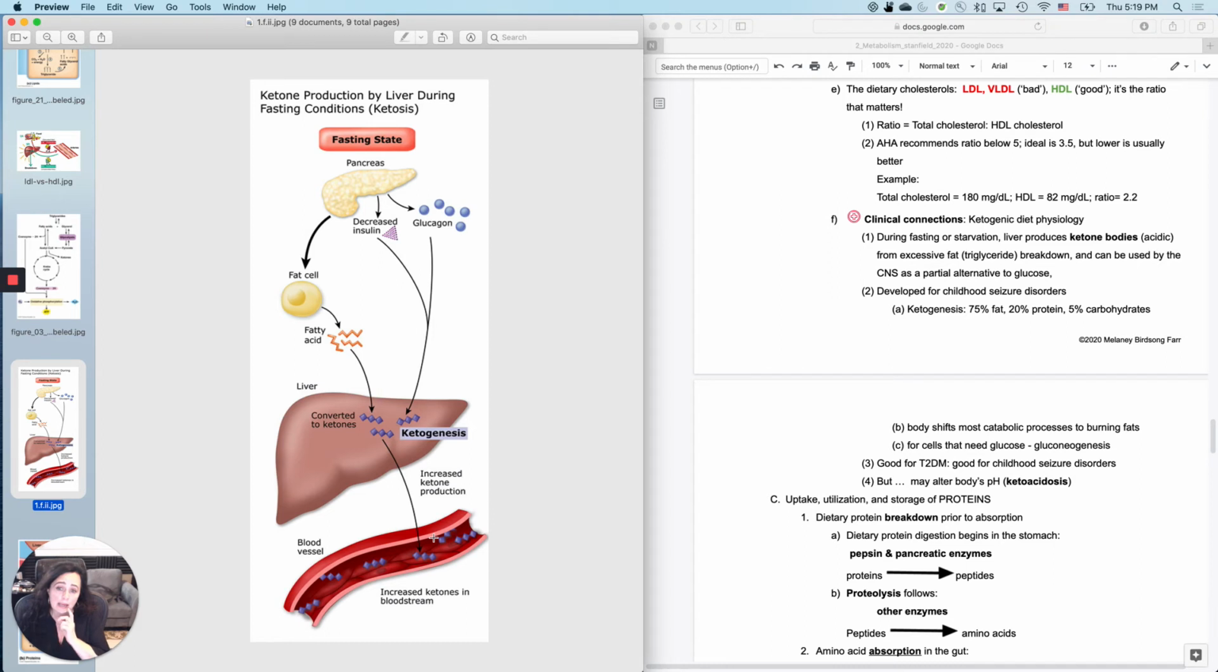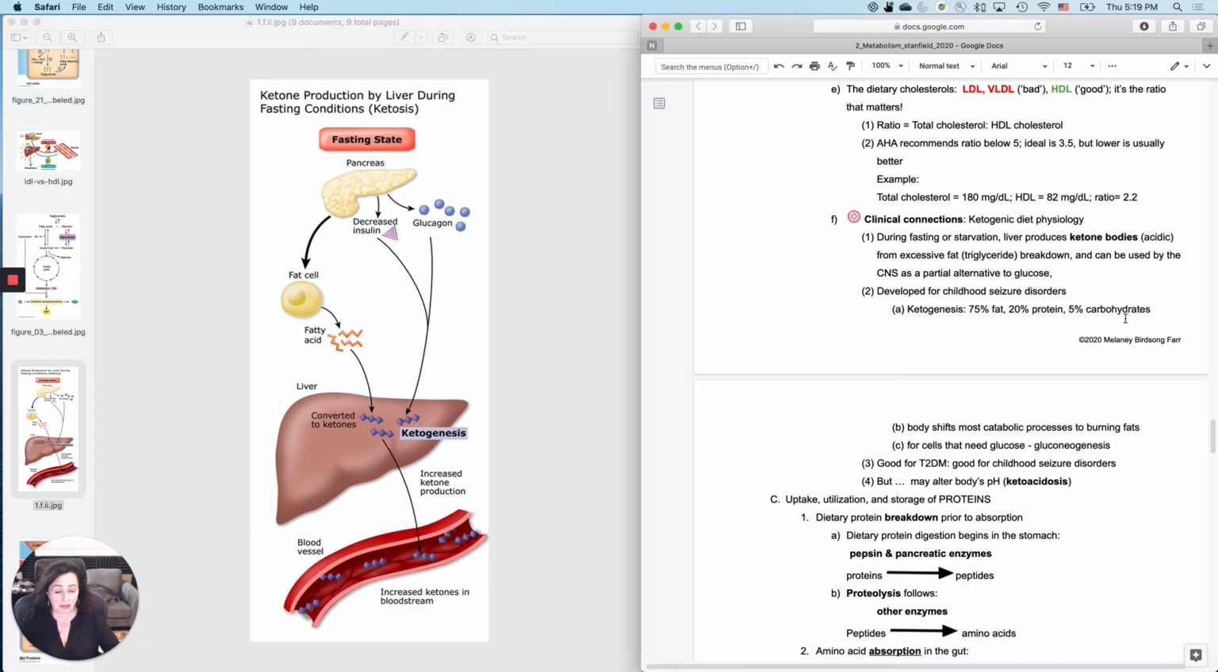Now, this diet, the ketogenic diet, was actually developed for childhood seizure disorders, and it's really, really hard to stick to because your brain really prefers to burn glucose. But in order to stay in ketogenesis, and the numbers vary just a little bit from place to place, usually your diet needs to consist of about 75% fat, about 20% protein, and about 5% carbohydrates, which is really hard to stick to. We've tried the ketogenic diet at my house, and it's really hard to stay on it.